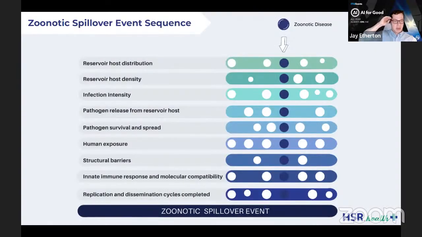Typically, a zoonotic spillover event happens when a new pathogen travels from a reservoir host through a combination of secondary hosts and the environment until it eventually leads to a human exposure. As you can see from the Swiss cheese model, there is a certain probability at each of these different stages that a pathogen will survive and replicate until it eventually reaches and replicates in humans.